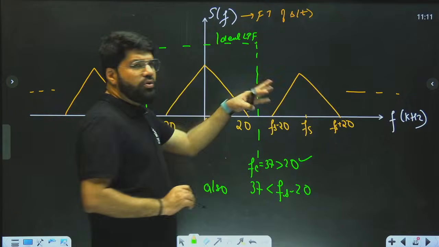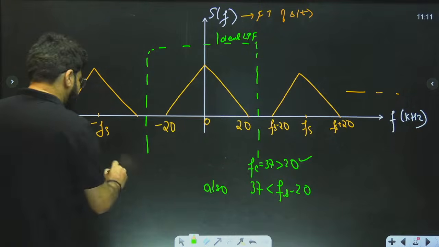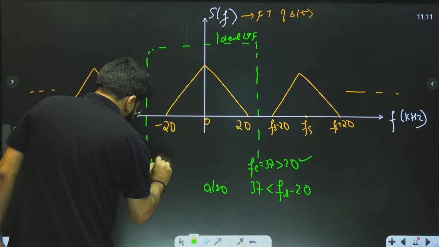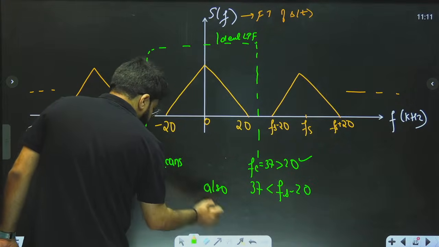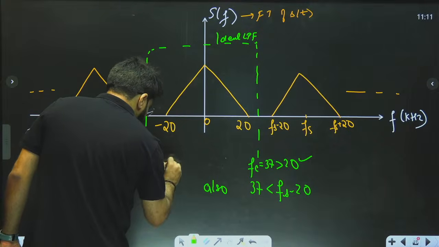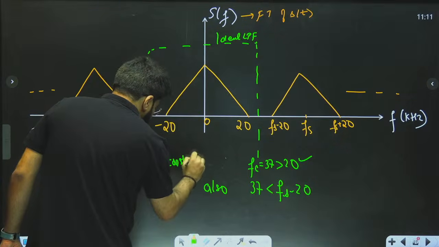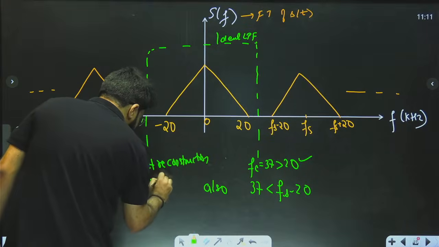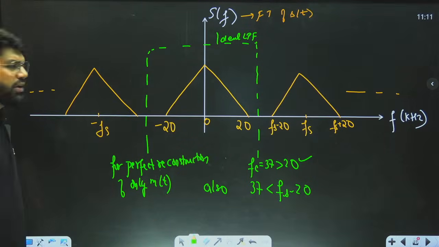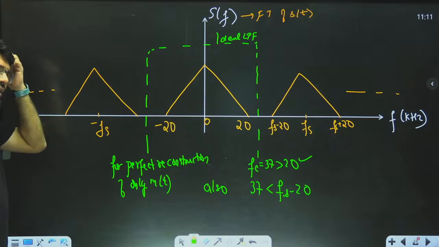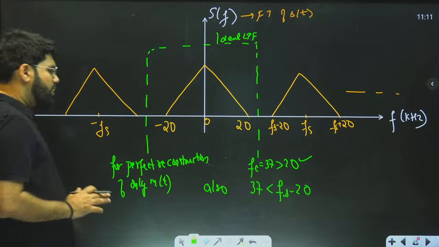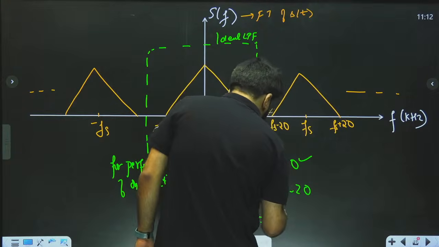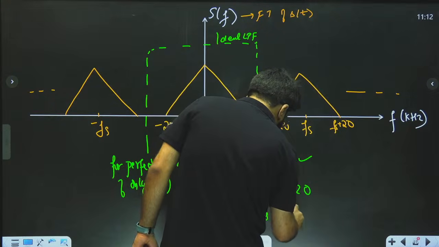Otherwise, what will happen? For perfect reconstruction of only m, not more, any other frequency term coming up will lead to distortion, will lead to aliasing. So this 37 should be less than fs minus 20. So fs should be greater than 37 plus 20, which is 57.